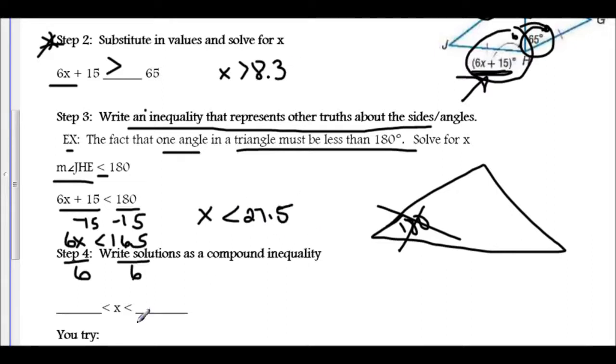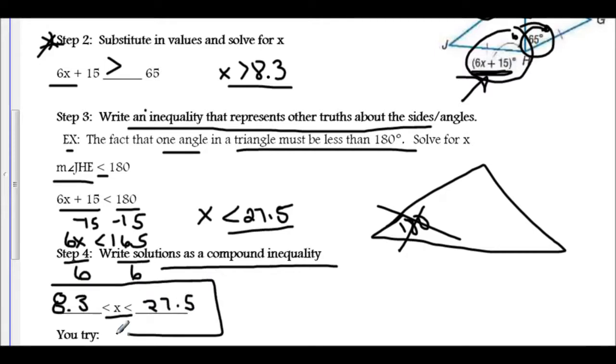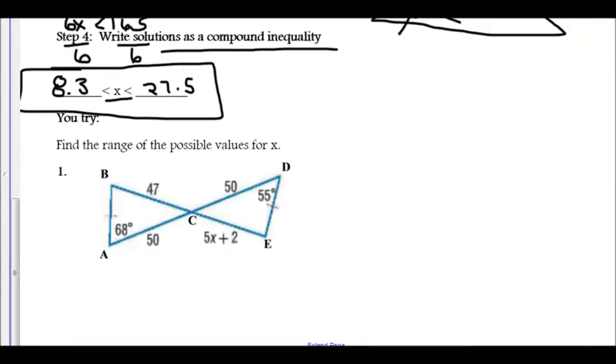And now my next step is to write a compound inequality, which is like when we did the range for the third side of a triangle. We had to establish what is x greater than and what is it less than. Well, in this case, it was greater than 8.3, and it was less than 27.5. So our final answer is that x is greater than 8.3 but less than 27.5.